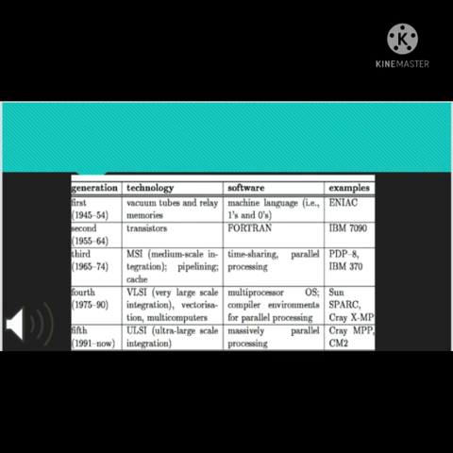scale integration, and the software is massively parallel processing. And then examples of the final fifth generation are Cray, Fujitsu, CM-2.